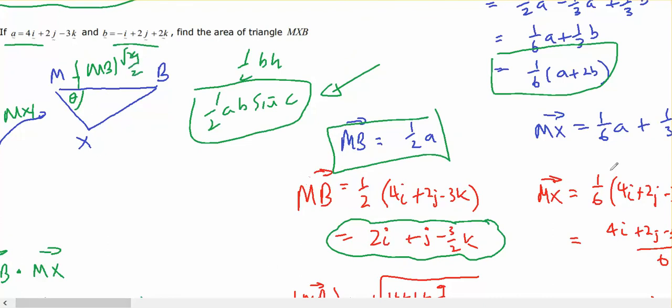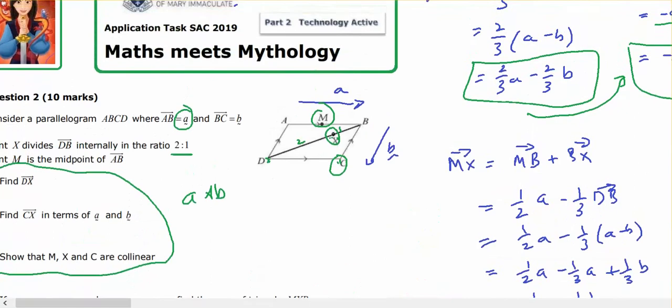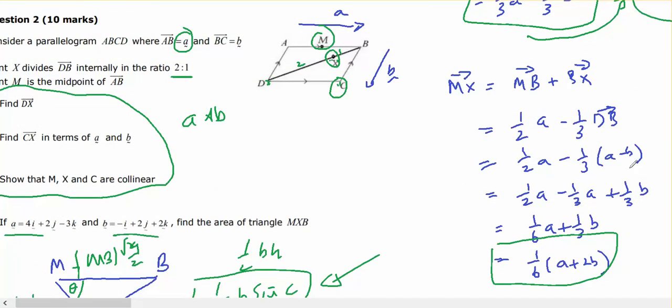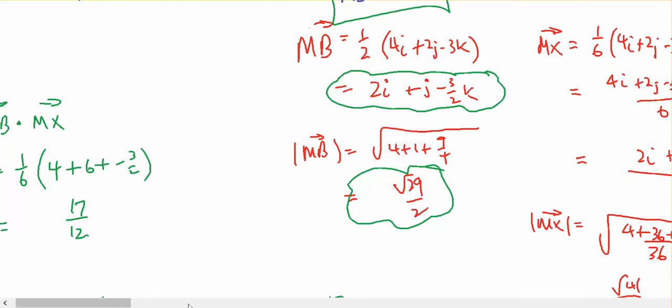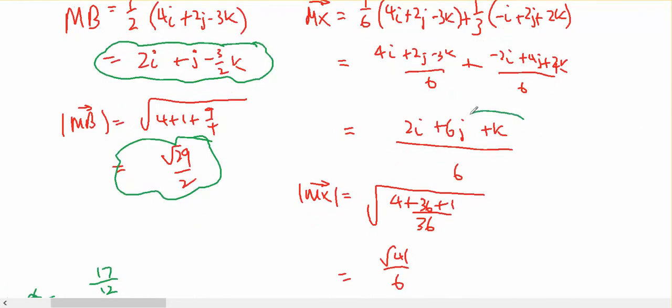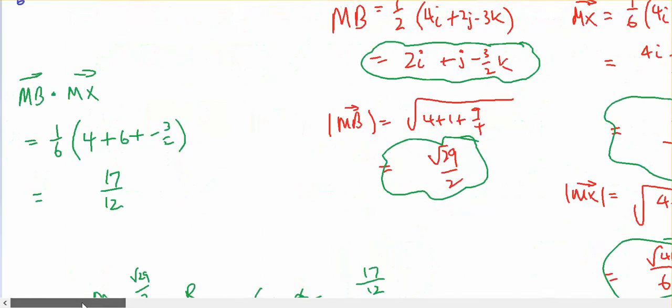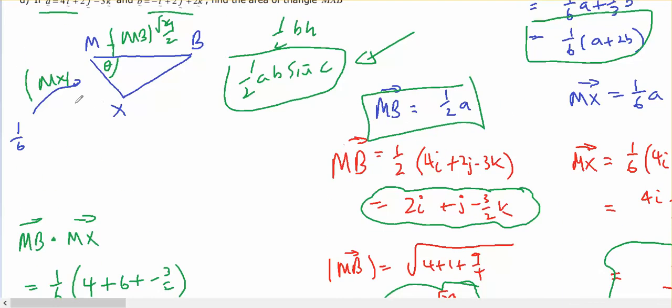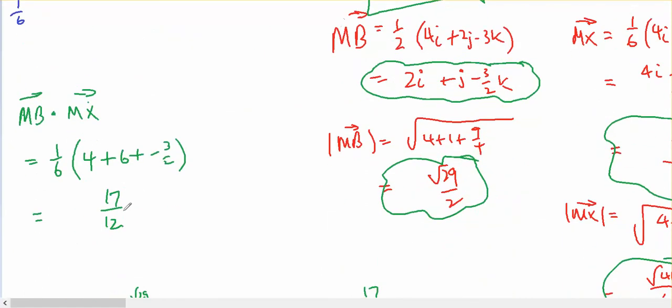And MX, I'm going to use MX because MX was already given to me here in the previous question. And MX, if I substitute 1/6 A plus 1/3 B, gives me this expression for MX. So its magnitude is √41/6. So I've got √41/6. The dot product of these two will be 1/6 times this, 17/12, sorry.